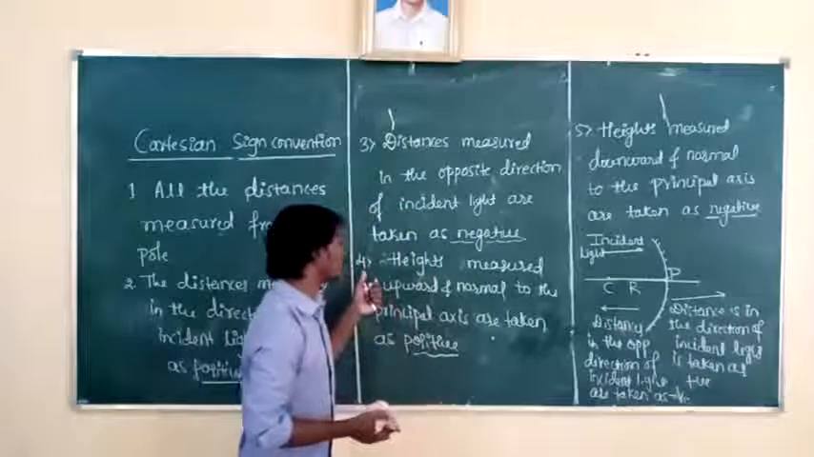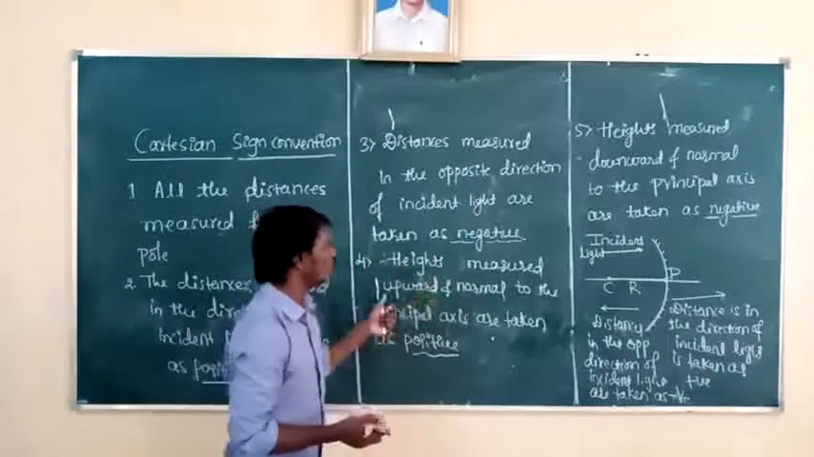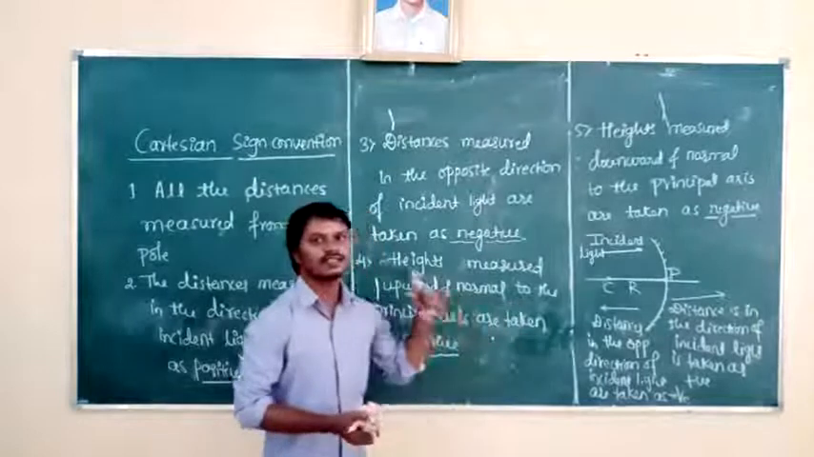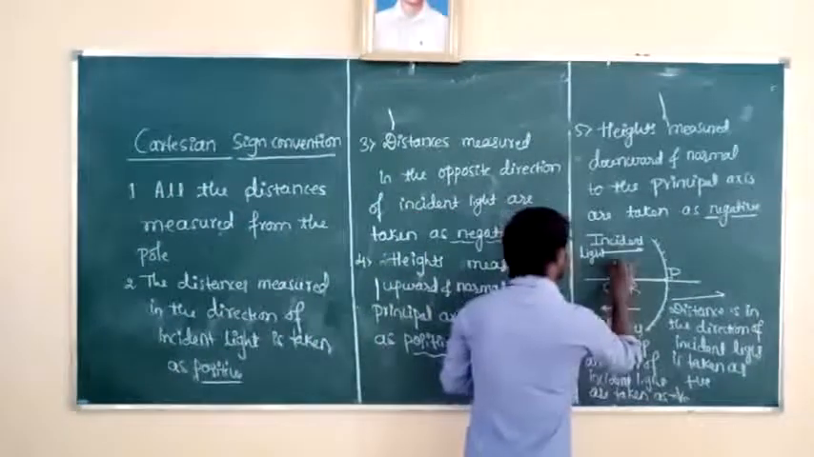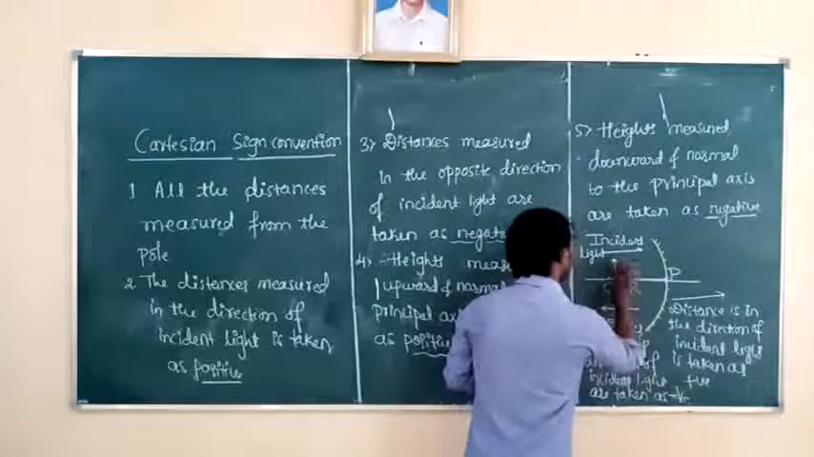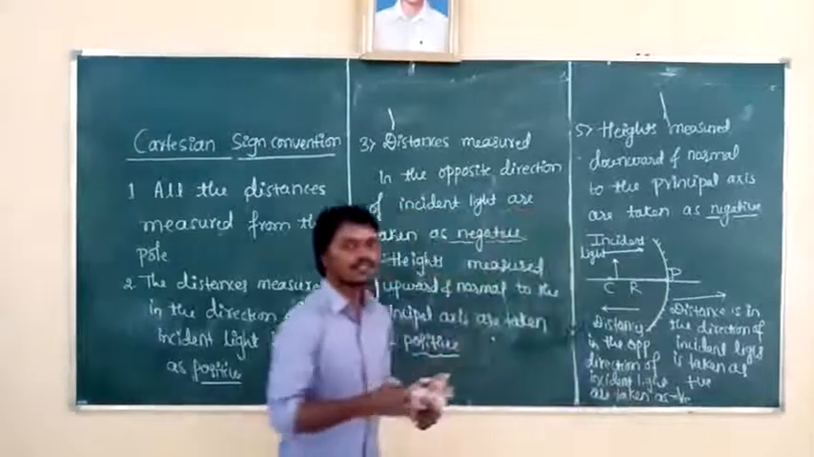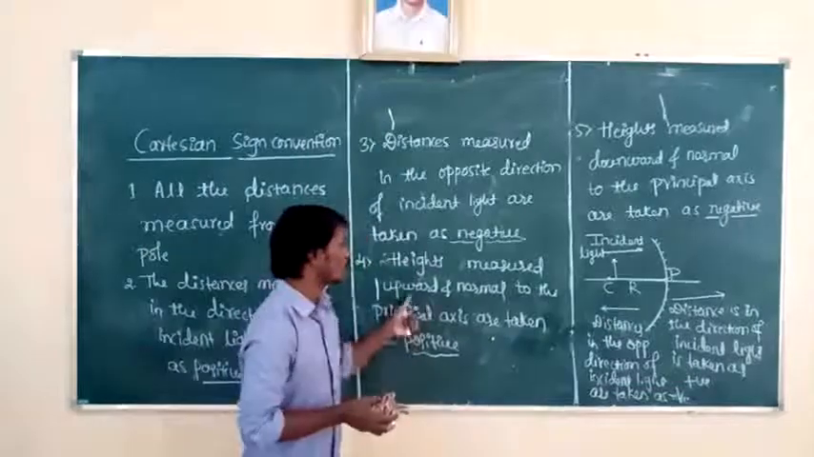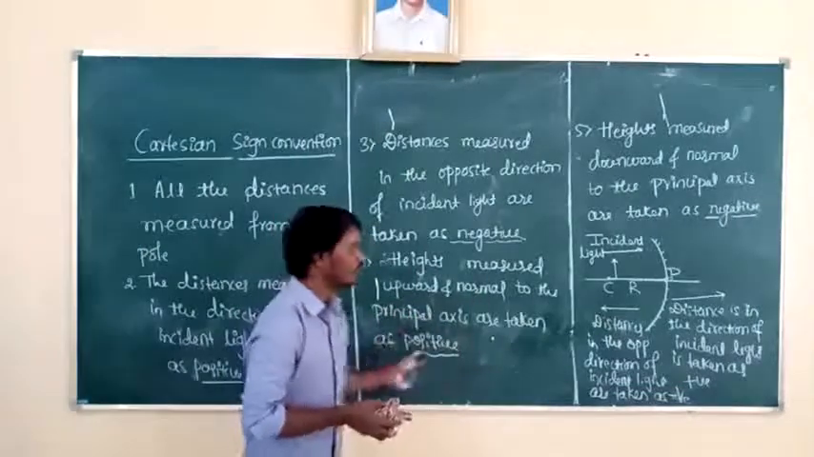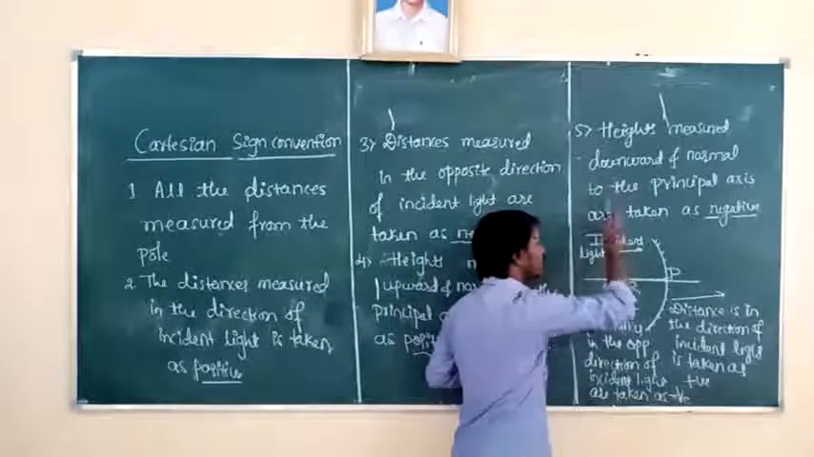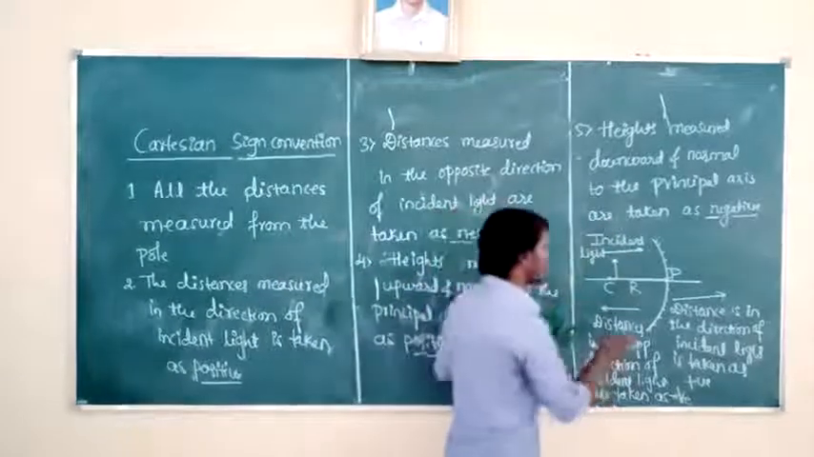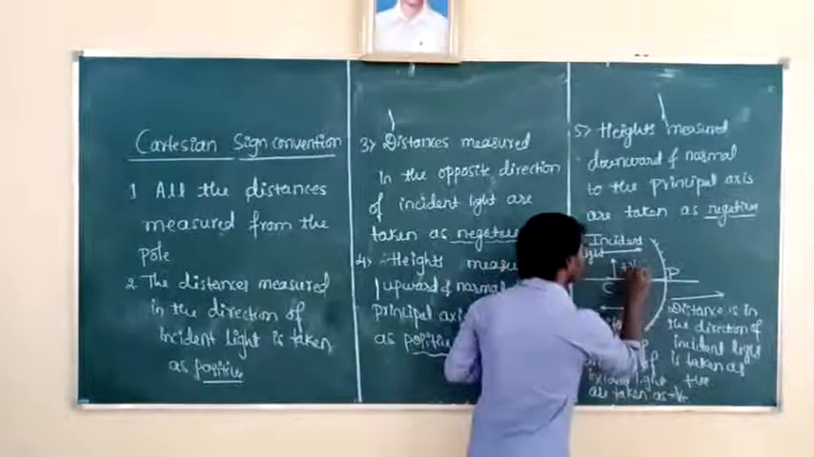Next, the fourth one: heights measured upward and normal. Normal means here perpendicular to the principal axis. Now see here, the heights measured upward and normal to the principal axis are taken as positive. Why? Because upward here is along the positive y-axis, so we take the height as positive.